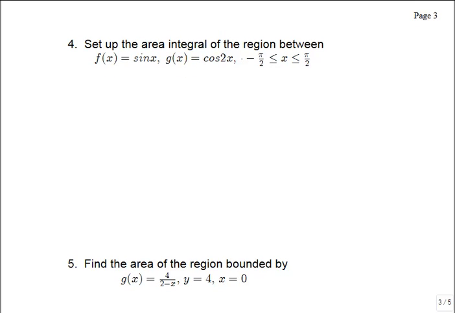Okay, the next one. Set up the area integral of the region between f of x equals sine x and g of x equals cosine 2x from minus pi over 2 to positive pi over 2. So first we need to get a graph of this, and I'm going to do this on my calculator because this one is not as easy to do by hand. So we're going to pull up the calculator and take a look at what this is going to have as our area region.